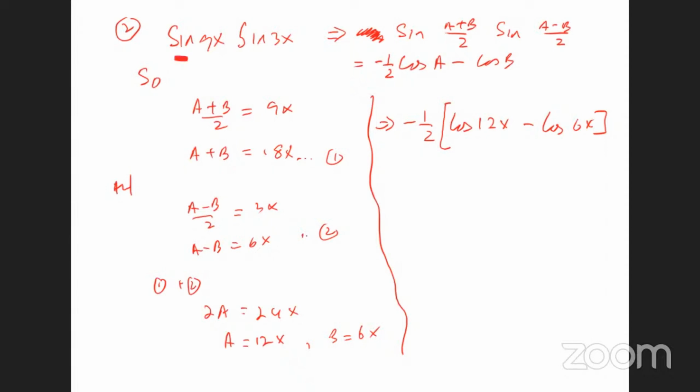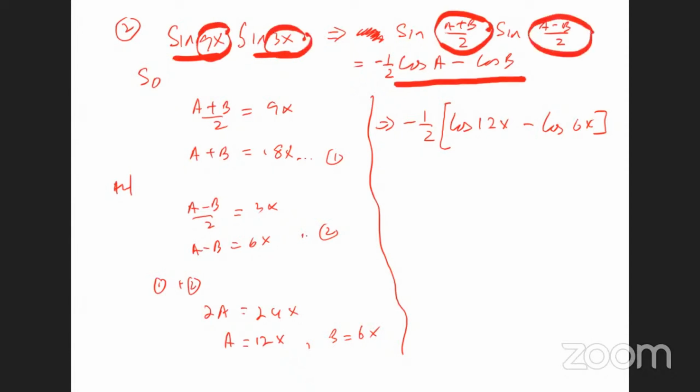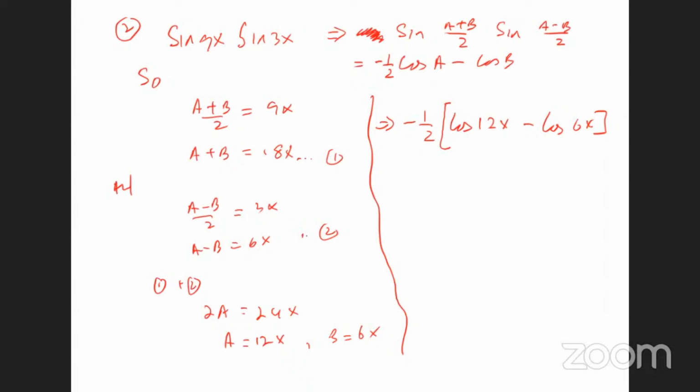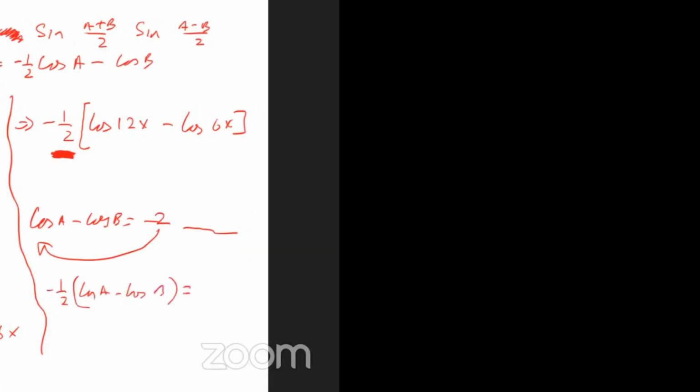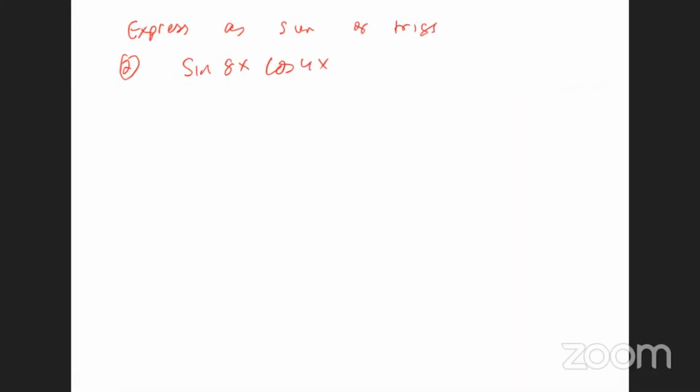So I compare this to minus a half cos A minus cos B, and I equate the 9x with this, and I equate the 3x with this, and then solve for A and B. Don't forget to remove the minus 2. That's how I got minus a half. Remember, the original identity is 2 of this, minus 2 of this. So I'll move it here to get minus a half of cos A minus cos B. All right, just try one from my right.